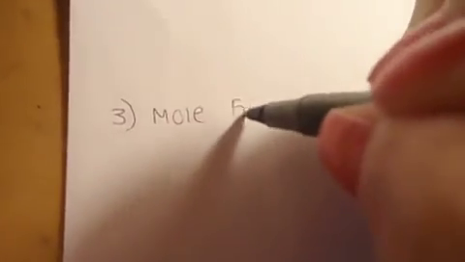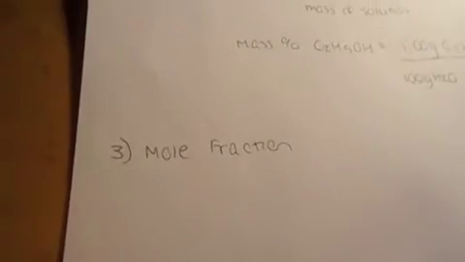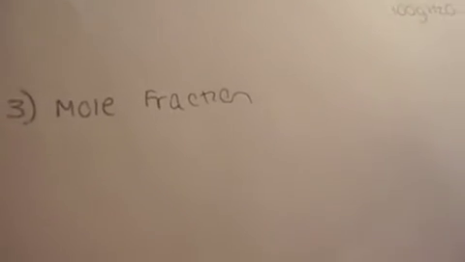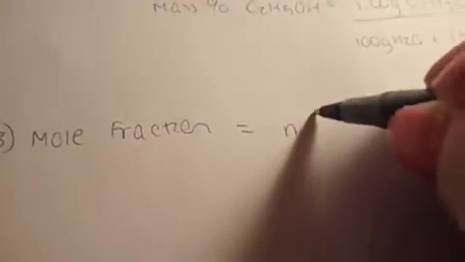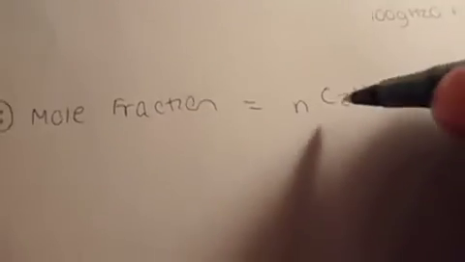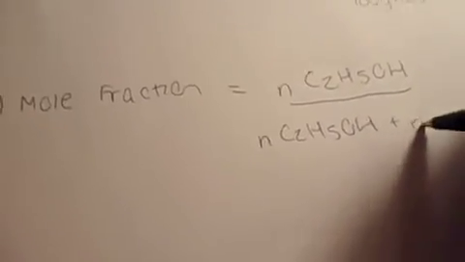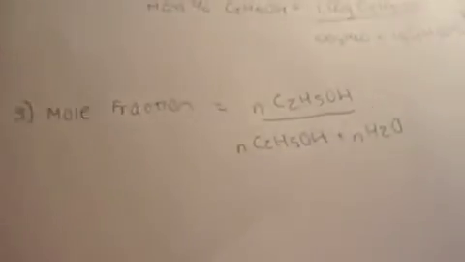Third, we're going to find the mole fraction. The mole fraction is all it really is, a ratio of the moles of a certain component to the total number of moles of the solution. So what we want to find is the mole fraction of ethanol, and the equation is going to be the moles of ethanol divided by the moles of solution. So it's going to be the moles of ethanol plus the moles of H2O, and n just means moles.